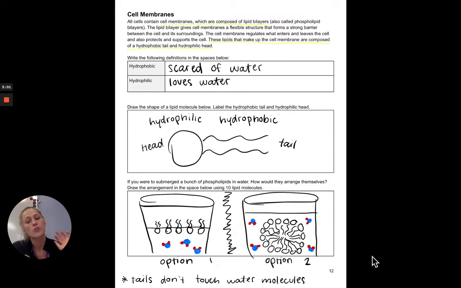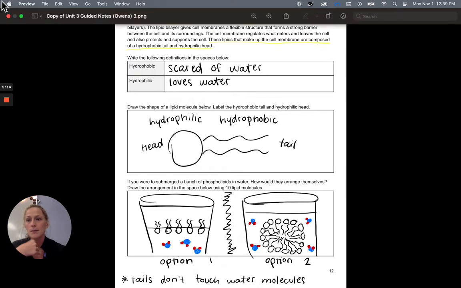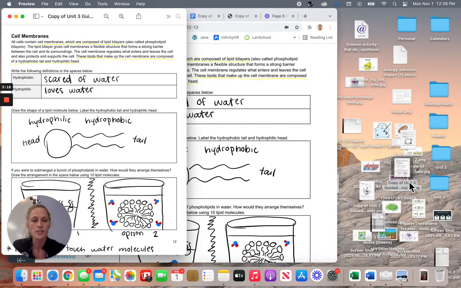So now that we kind of understand the nature of these molecules, we're going to talk about how they arrange themselves in our cells. So let's go ahead and flip to page 13. If you need more time, feel free to pause the video here too. So let me go ahead and pull up page 13.